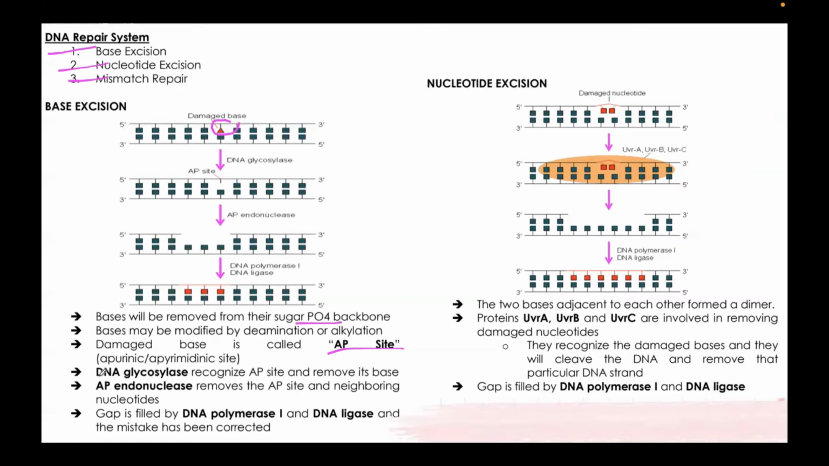And then your DNA glycosylase recognizes the AP site and removes its base. Parang yung inyong mga enzymes, parang pupunta sila doon sa nakita nilang, uy, may damage. Okay, let us fix this damage. And then the AP endonuclease removes the AP site and neighboring nucleotides. Okay. And then the gap is filled by DNA polymerase 1 and then the DNA ligase. And the mistake has been corrected. So, the solution for the base excision, basically, ganito lang siya.